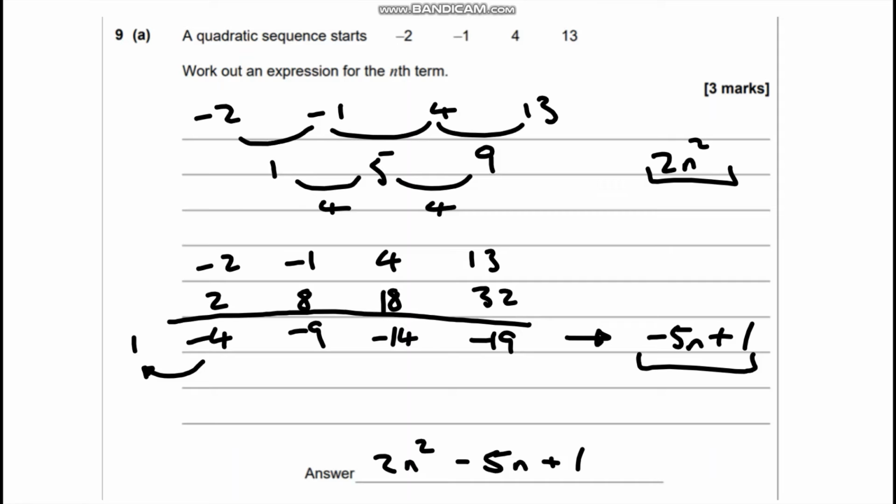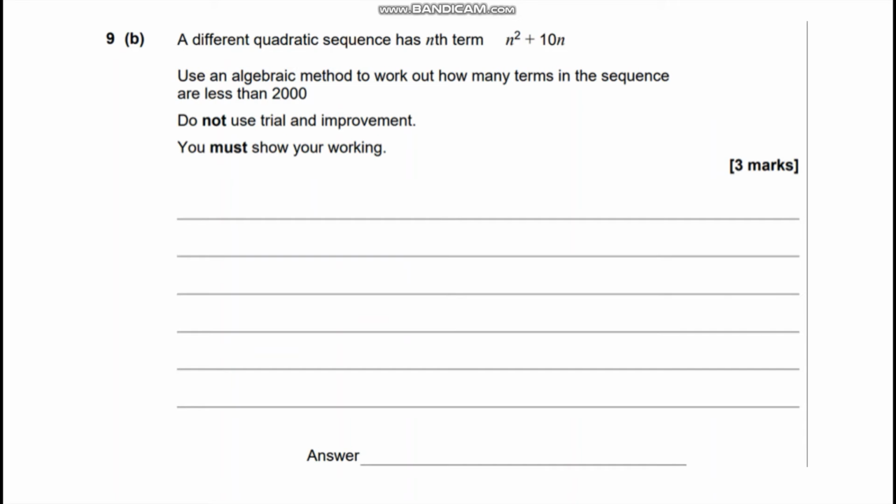Now this also has a part B to it. A different quadratic sequence has the nth term n squared plus 10n. Use an algebraic method to work out how many terms in the sequence are less than 2000. And it specifically says don't use trial and improvement.